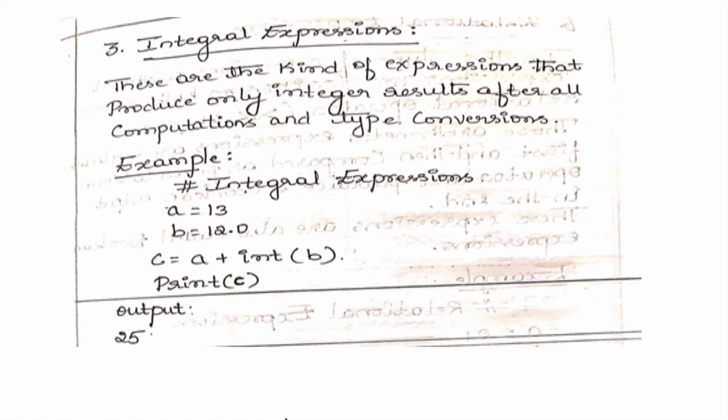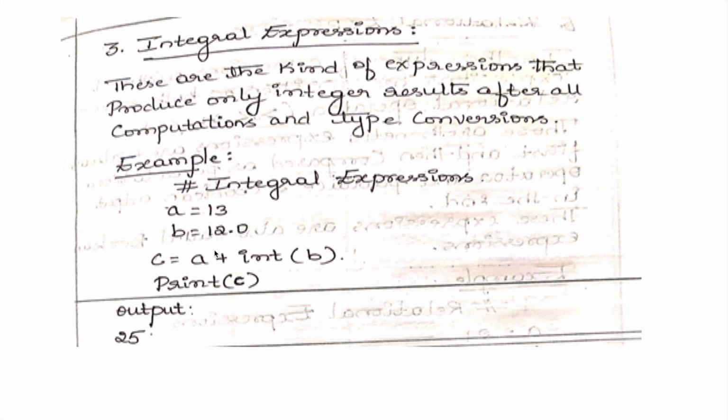For example, you can see I'm going to consider two values. A is 13, B is 12.0. C is equal to A plus int of B. Int of B means, you can see B is 12.0. 12.0 has a decimal point, that is, a floating point value.